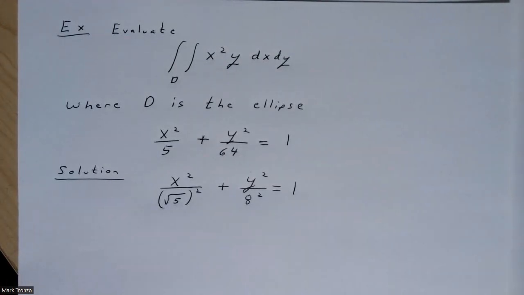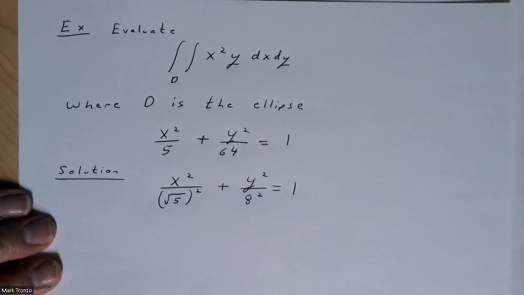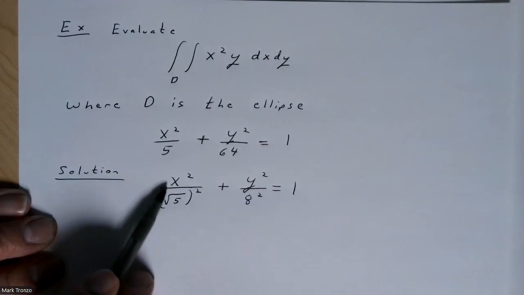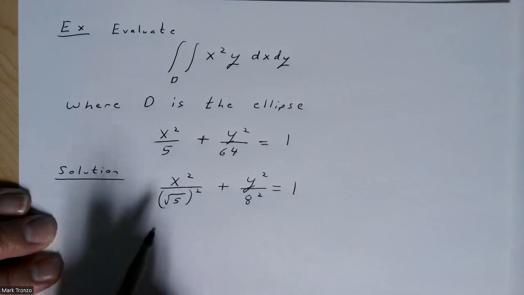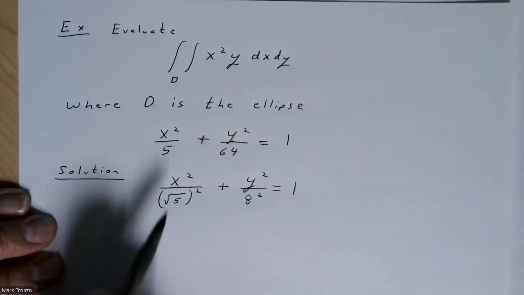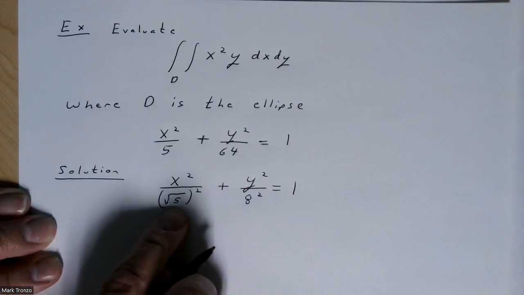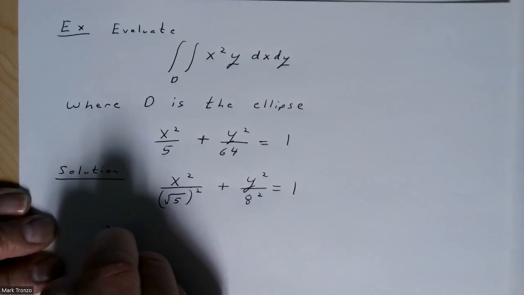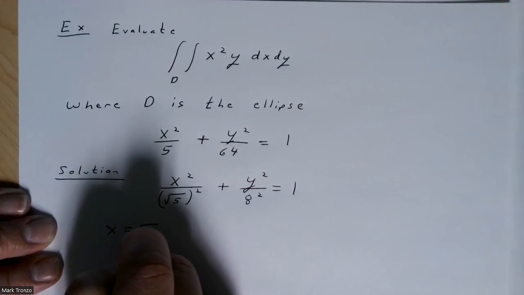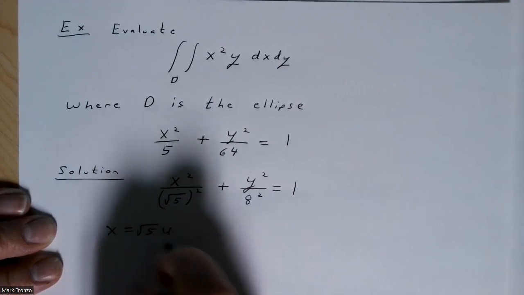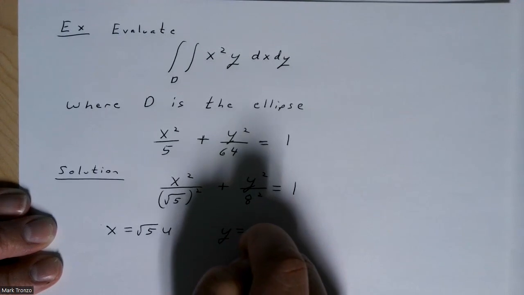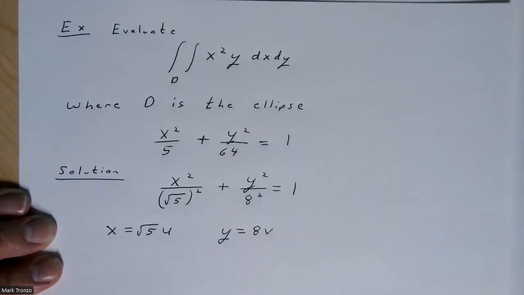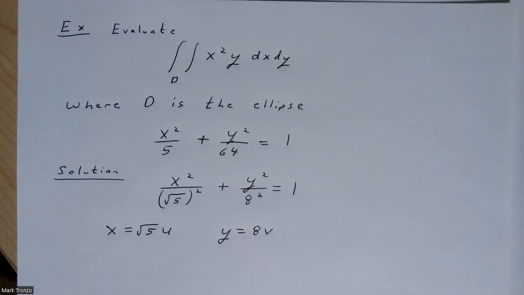And now let's do the substitution we talked about a few minutes ago. We want something that'll cancel the square root of 5. And we know whatever substitutes here will get squared. So we just put whatever is under the square down here. So it's going to be x equals square root of 5 u. And same thing over here, y equals 8v like this. So that's going to be our substitution.